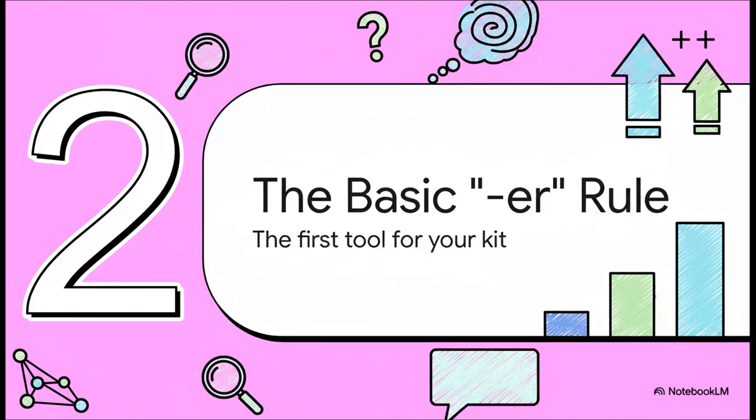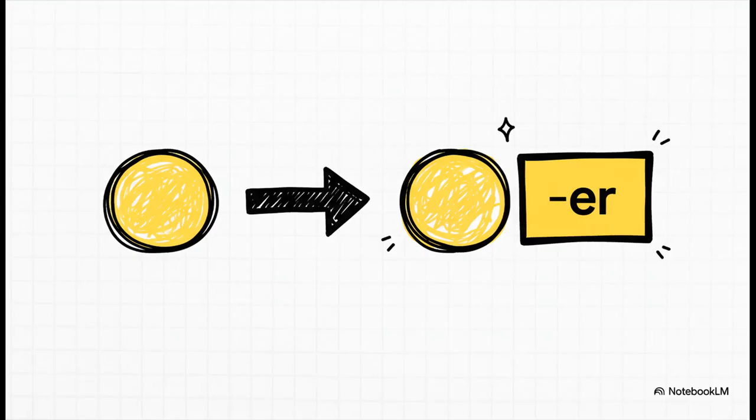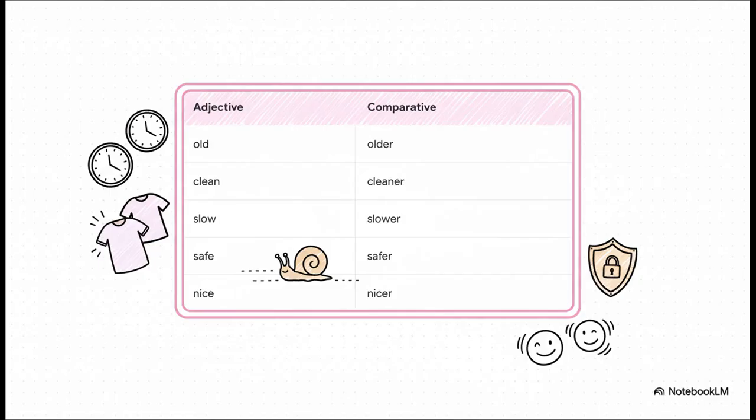Okay, let's grab the first tool for our kit. This is the big one, the one you're going to use all the time for those short, simple adjectives. And the rule itself? Oh, it's so simple. For most of those short one-syllable words, you just stick an R on the end. That's it. This is really the foundation for pretty much everything else we're going to talk about. Let's look at some examples. Old becomes older. Clean turns into cleaner. Slow becomes slower. See the pattern?